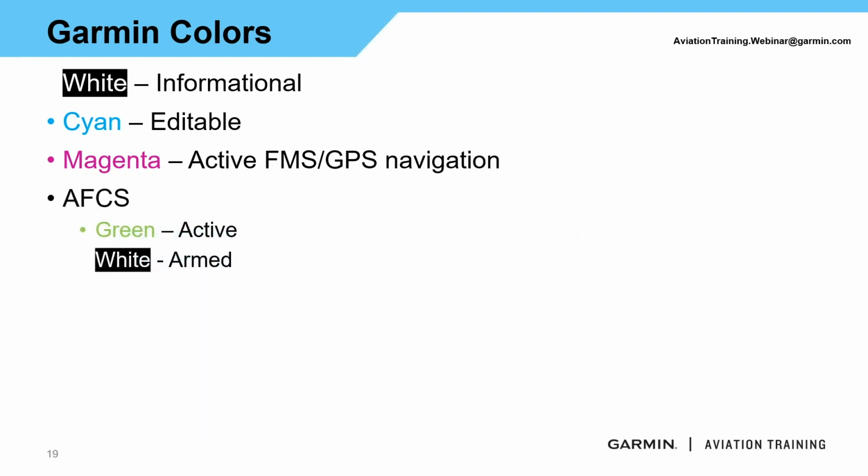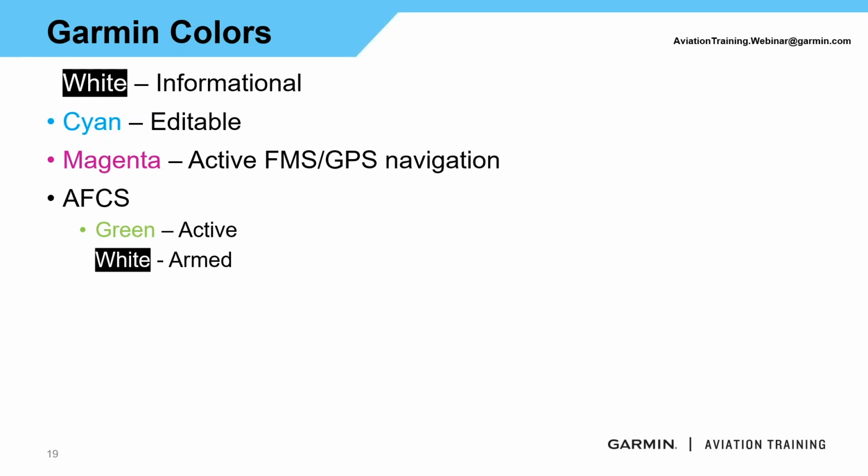Our AFCS, so it's Automatic Flight Control System, and our autopilot. So green is going to mean active and white is armed. This is pretty widely used in the industry for how these colors are used. Not all, especially if you have an older autopilot that doesn't allow arming. They're only active modes or something like that.